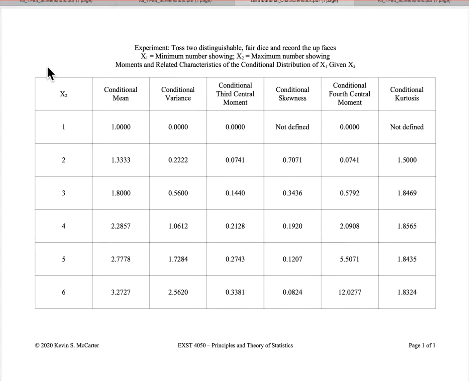And then here is an overall summary. This shows the conditional mean, the conditional variance, the conditional third central moment, from that and the variance, the skewness coefficient, the conditional fourth central moment, and then from that and the conditional variance, when defined, the conditional kurtosis coefficient for each value of x2 that we are conditioning on from 1 up to 6. And so this is just a summary page that shows you these quantities for each of these values of x2.